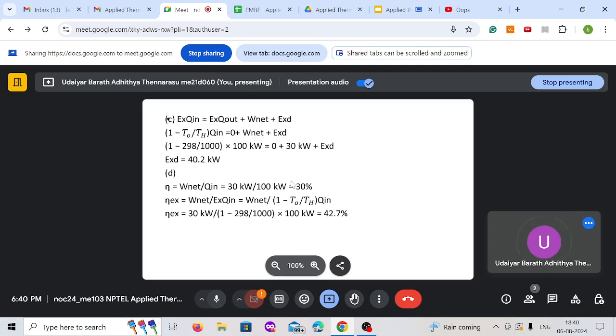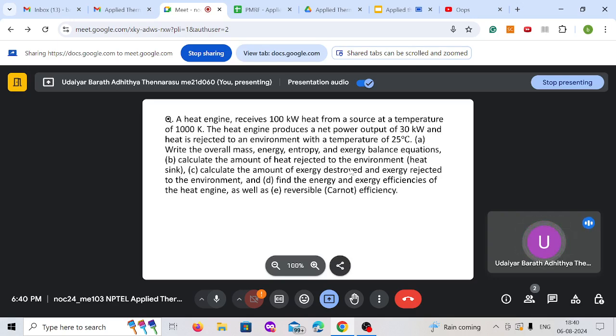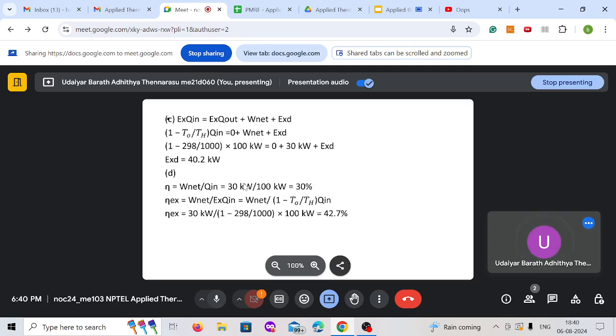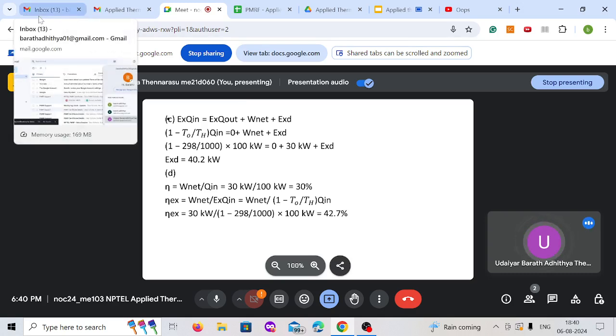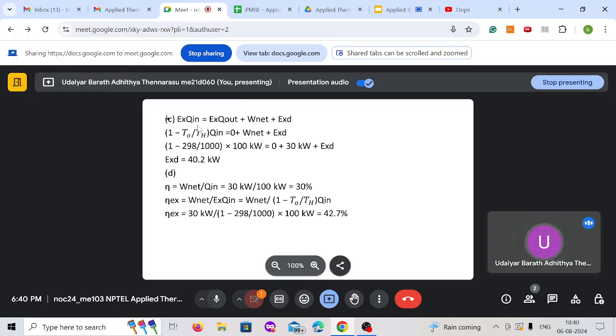Next we have to calculate the amount of exergy destroyed and exergy rejected to the environment. Exergy of Q out depends on your sink temperature. Assuming it is rejected to the ambient, T naught equals TL. So exergy of Q out is 0, because if you have a heat source at ambient temperature, you cannot generate any work. Exergy is defined as the maximum reversible work which you can obtain from the given condition to the dead state, the ambient condition.